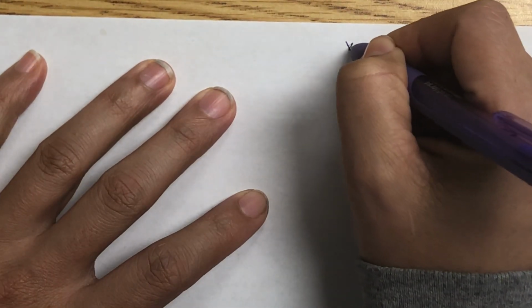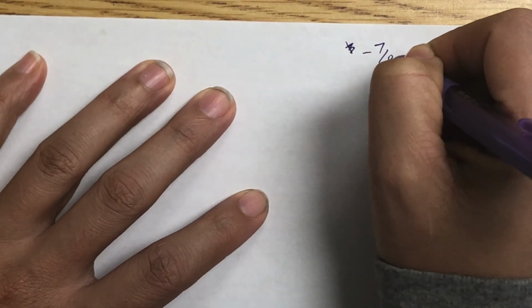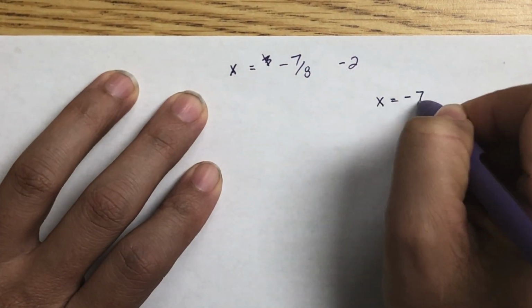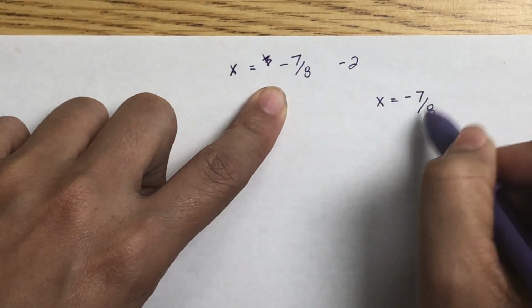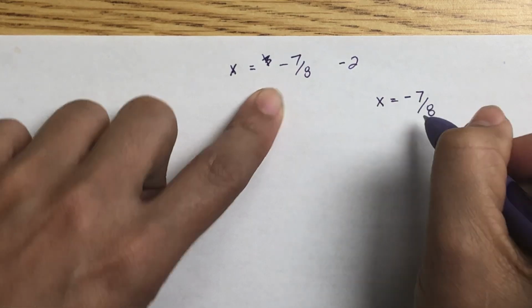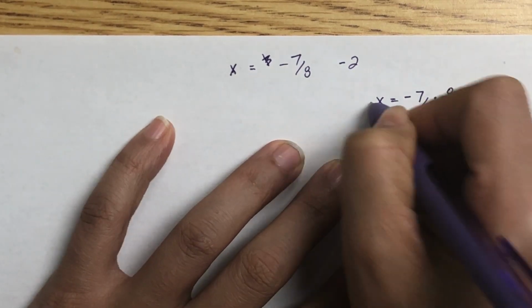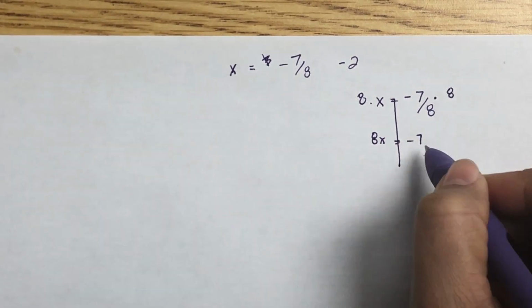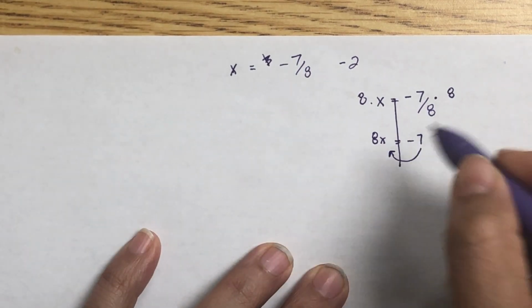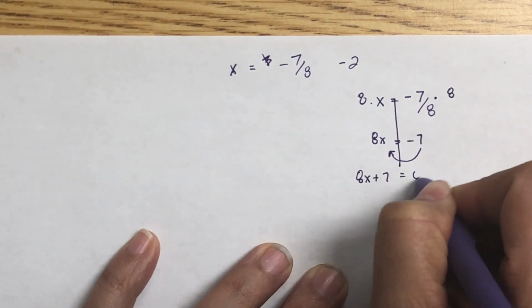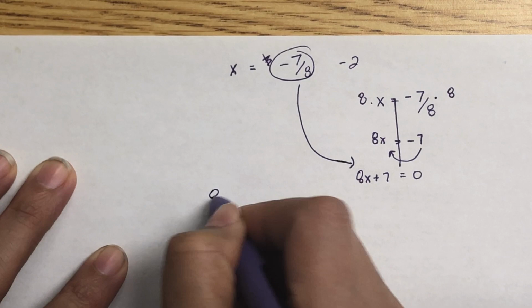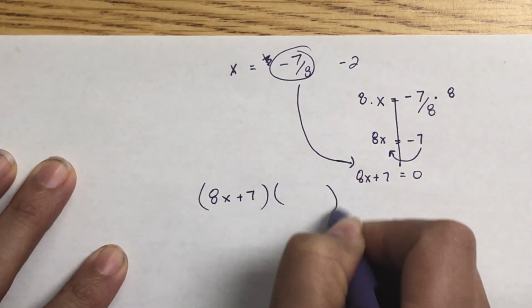Say factored form of, I'm just going to make up some numbers, negative 7 over 8 and negative 2. So again, if they're telling you x is equal to this, I'll do the first one, negative 7 over 8. I want to get rid of this number and put it on the other side, but I don't want any fractions. So let's get rid of the fraction by multiplying both sides by 8. So I have 8x equals negative 7. I want this side to be 0, so I take this to the other side. It's going to be plus 7. So I have 8x plus 7 equals 0, and now I'm finished with that. So 8x plus 7 is one of the factored forms.